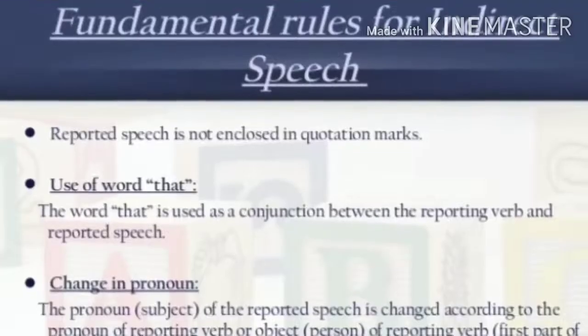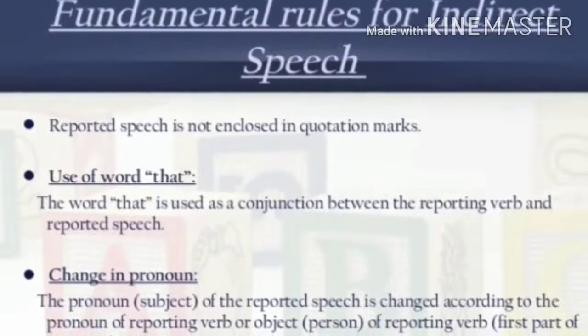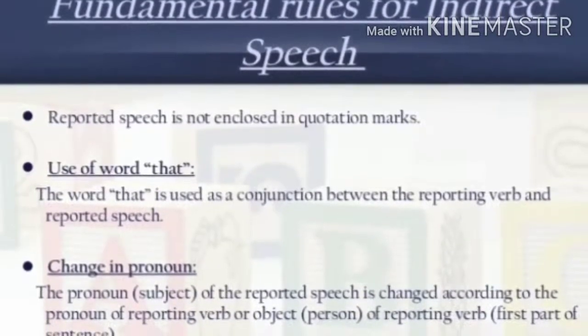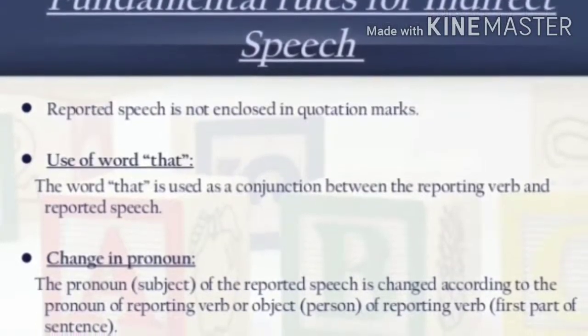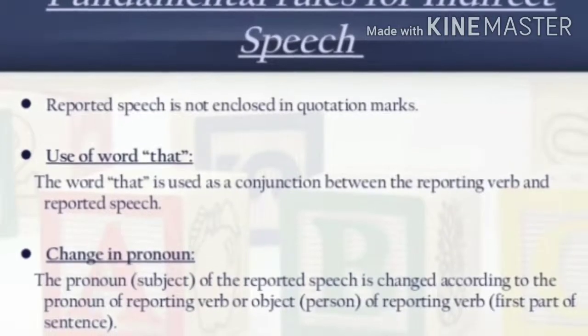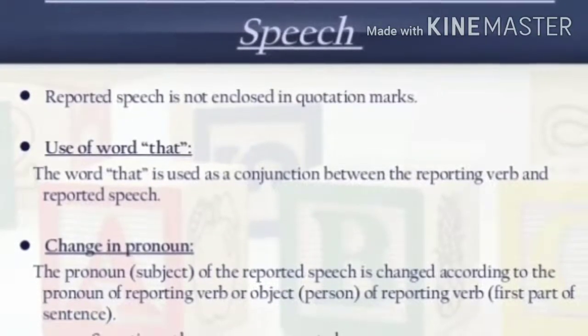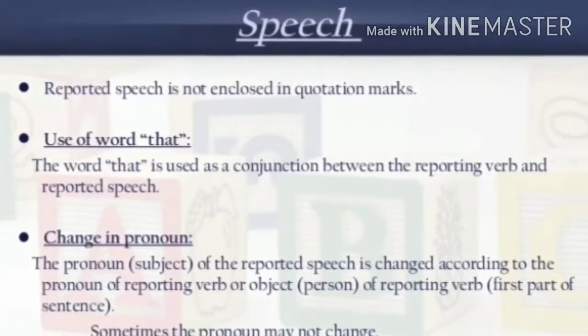Okay? Students, have a look at these fundamental rules for indirect speech. The very first one is that reported speech is not enclosed in quotation marks. So make it very clear that the reported speech is not at all enclosed in quotation marks. Next is the use of the word that. The word that is used as a conjunction between the reporting verb and reported speech. Hope it's clear to you.